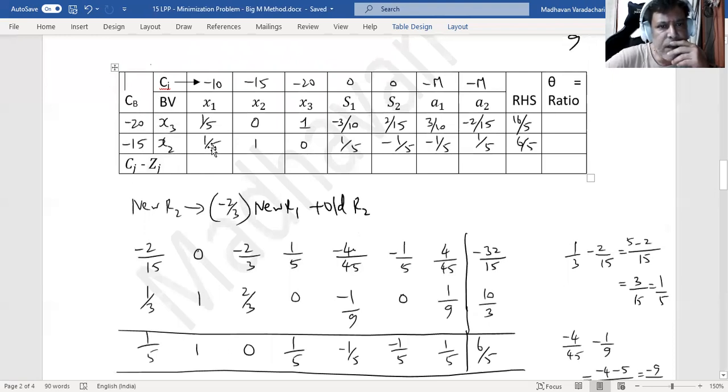So now we can calculate Cj minus Zj. For these two basic variables, I can write it as 0. So x3 is 0, x2 is 0. So we have to calculate only the rest. That is, first one is C1 minus Z1.